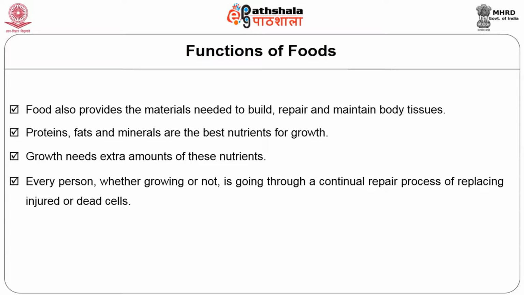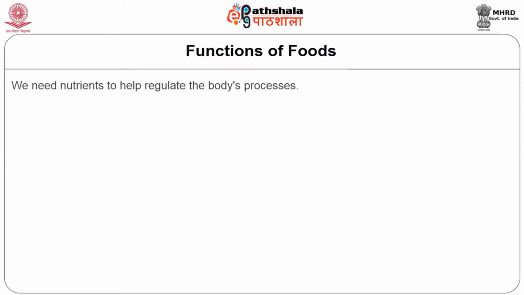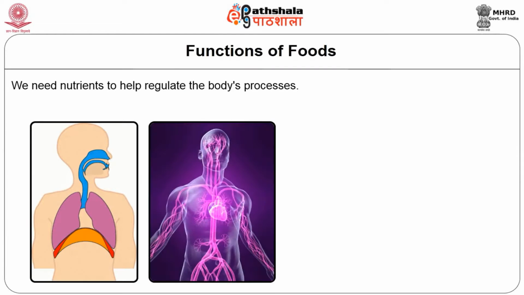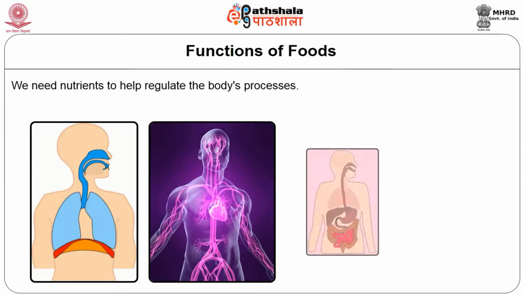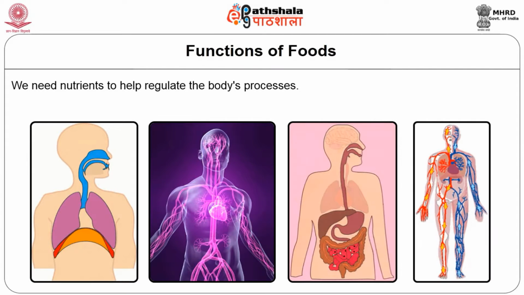I hope you are aware that many processes are taking place in our body every second, and we need nutrients to help regulate the body's processes. For example, water, vitamins, and minerals help regulate breathing, the functioning of the nervous system, digestion, blood circulation, and the elimination of waste products from the body.